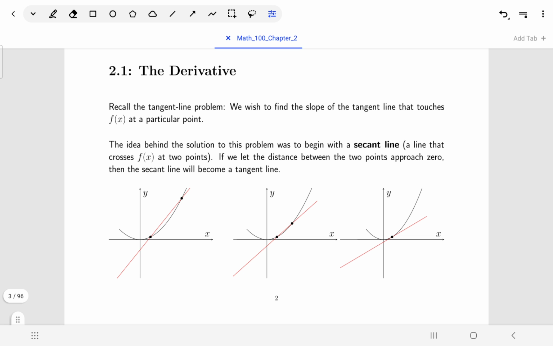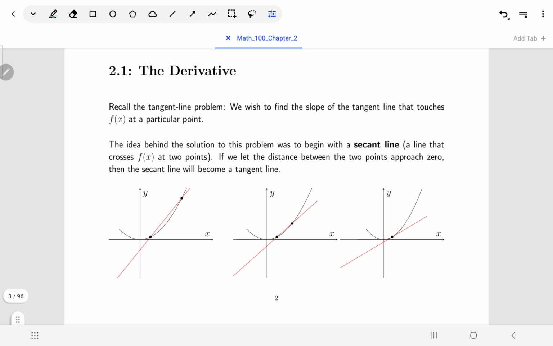Welcome back. Now that we've tackled the ideas of continuity and limits, we're ready to turn our attention back to the tangent line problem. Remember back in chapter 1, the tangent line problem was for us to, for any function, find the equation of a tangent line at a point.